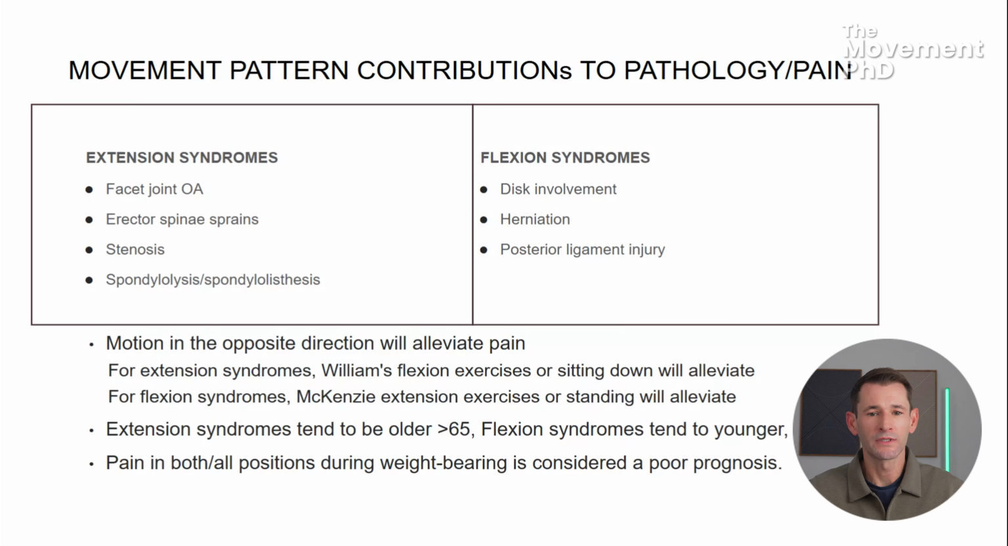Extension syndromes tend to be older, especially that facet joint OA and that stenosis. Some of the other ones could be any age group. Flexion, they tend to be disc involvement or posterior ligamentous things, so 30 to 50 years of age, 20 to 45, tend to be kind of your typical presentation for flexion syndromes. Again, typical. You can have individuals of all age groups presenting as extension syndromes or flexion syndromes.